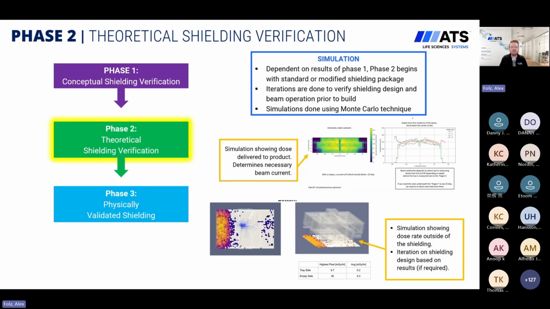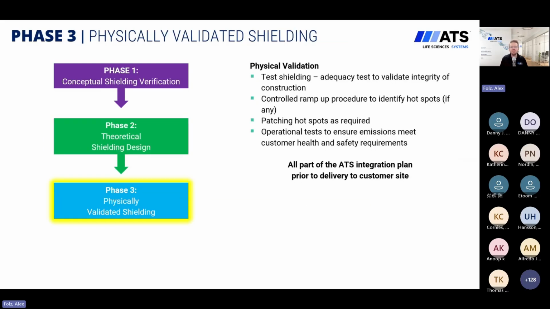Finally, once we've gone through the theoretical shielding verification, at that point comes procurement of the shielding itself and other parts of the machine, and our final step is physically validating the shielding. For all systems prior to integration, we're going to test the shielding and do an adequacy test to validate the integrity of the design and the construction. On our site, we'll be doing a controlled ramp-up procedure to identify hotspots, if any. If we do find any hotspots, we'll be patching those at our site at ATS in Chicago, and we'll also be doing operational tests to ensure emissions meet customer health and safety requirements at the end.